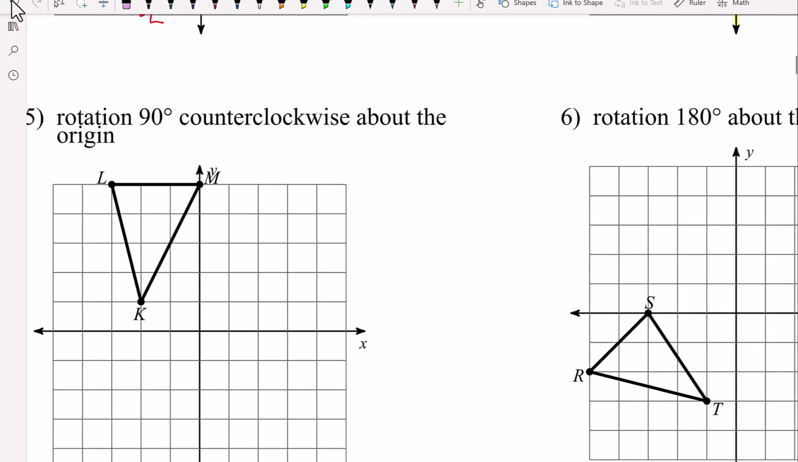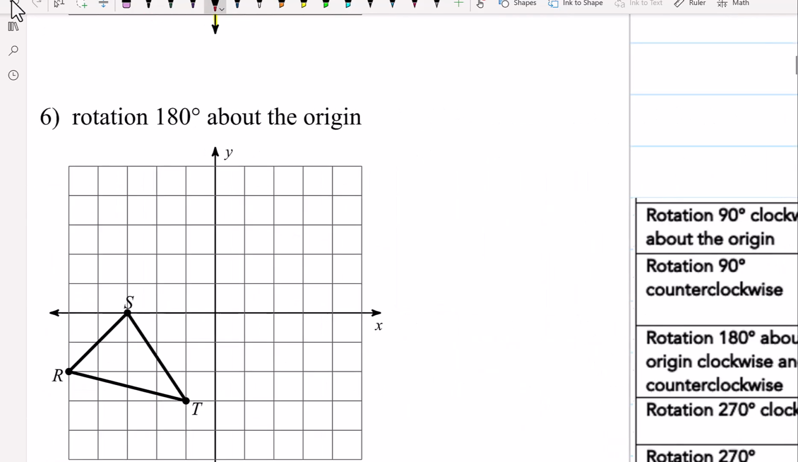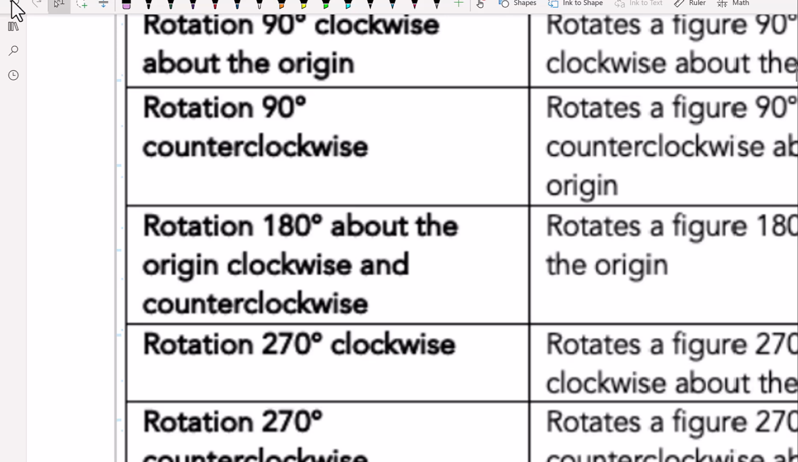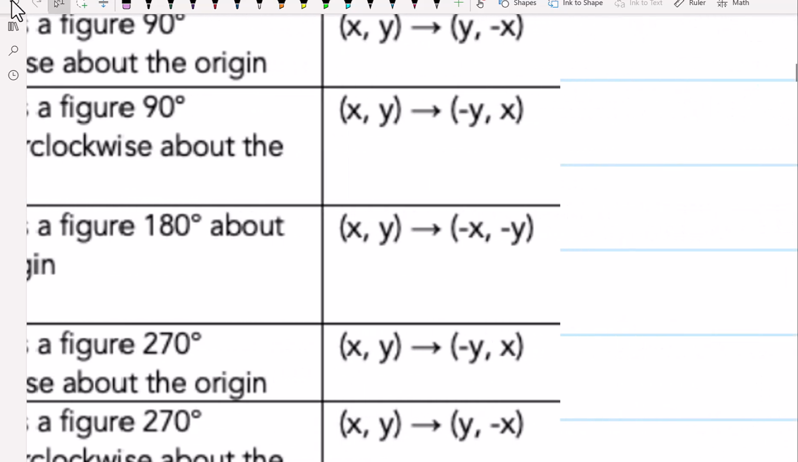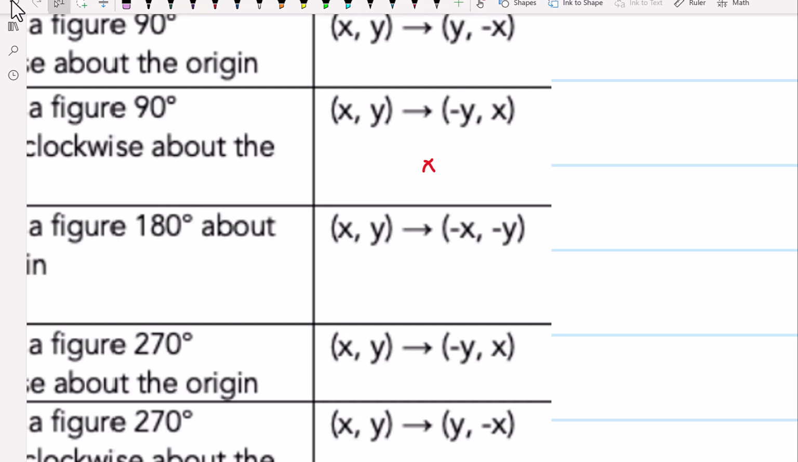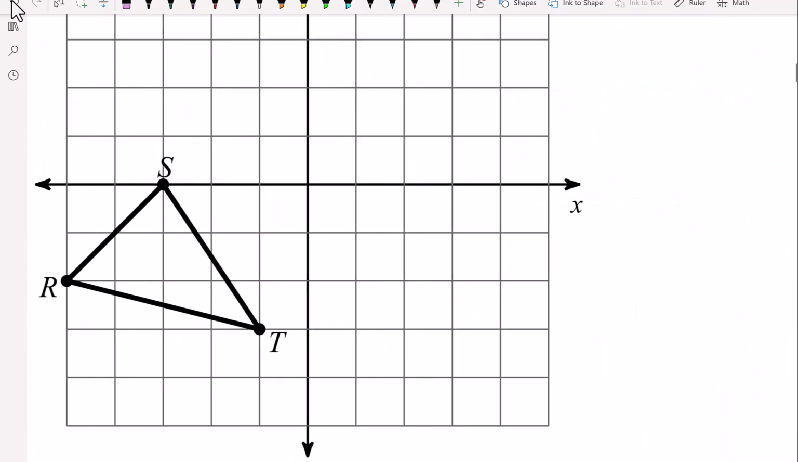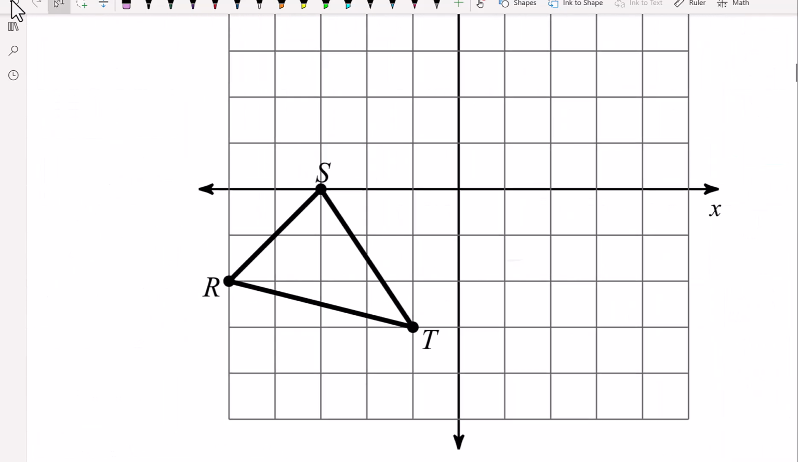Does this tell us clockwise? This says counterclockwise. So counterclockwise, the x swaps with y. Then when they swap, although technically this is still called x, this is the new x, this is the new y. Whatever's in the left place right here, you're going to multiply that by -1. Okay, and I've got that note sheet down below.